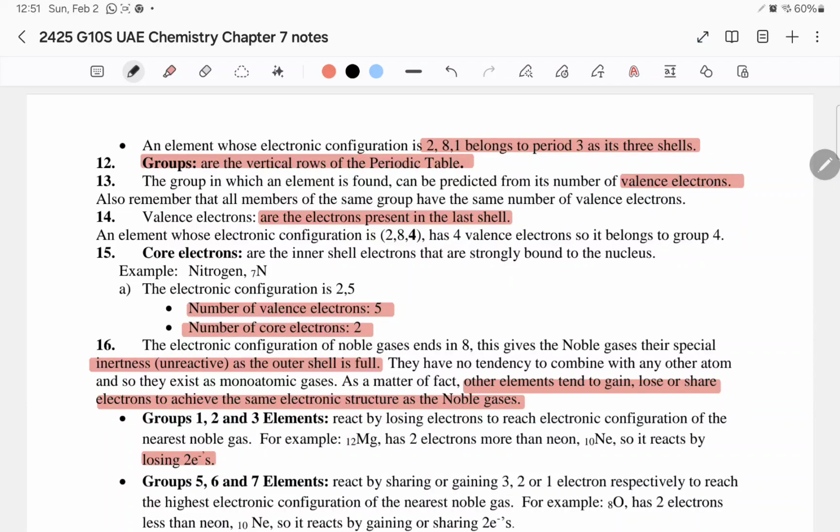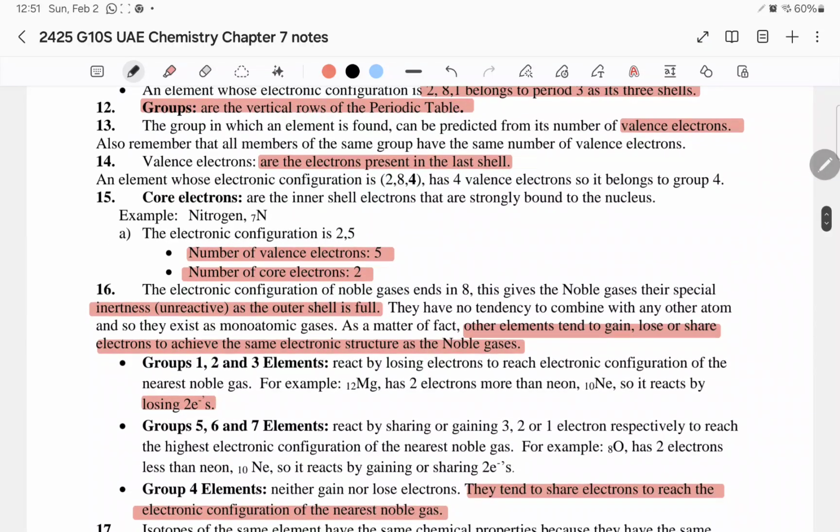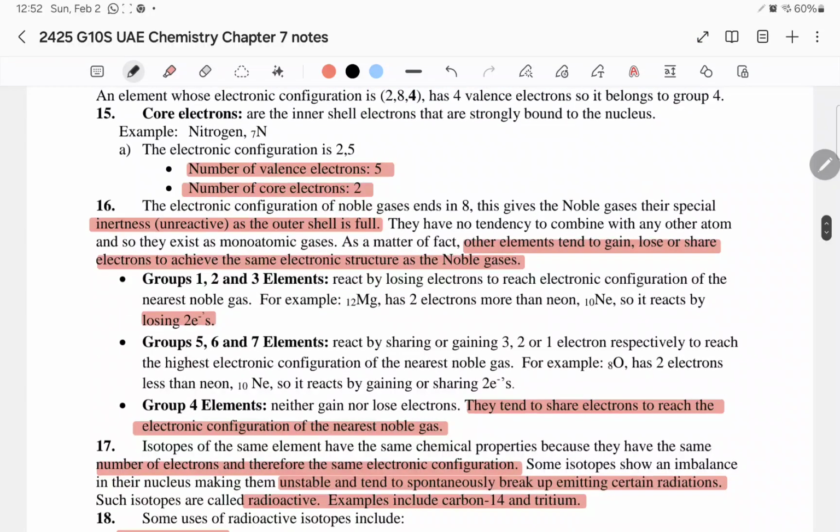Now, groups are the vertical columns. You can find from the group the number of valence electrons. So if you have 2,8,4, it means that it has 4 valence electrons, which means it is in group 4. And that's how you find it. Now, for core electrons, the inner shell electrons that are strongly bound to the nucleus. What that means is if you have 2,5, the electronic configuration of nitrogen, the number of valence electrons is 5 and the number of core electrons is 2.